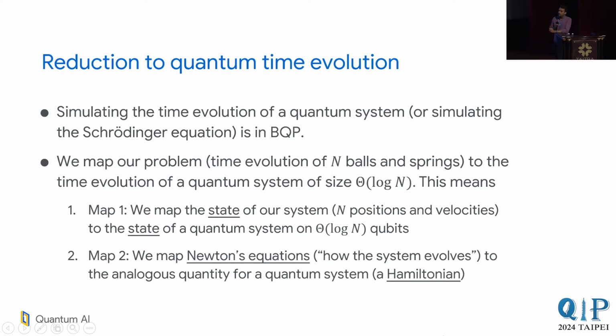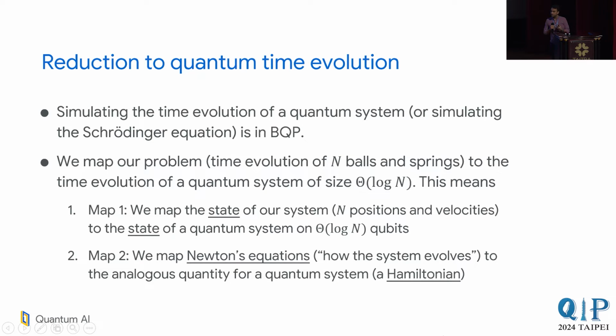We map our problem, which is, again, remember, time evolution of capital N balls and springs, to the time evolution of a quantum system, but the quantum system is only going to be on log n qubits. Right, so the numbers check out because specifying the positions and velocities of n balls requires about 2n numbers, and specifying a quantum state on log n qubits also needs about n numbers. So this is theta of log n, so I have some freedom here. So I'm going to encode all of these positions and velocities into a quantum state.